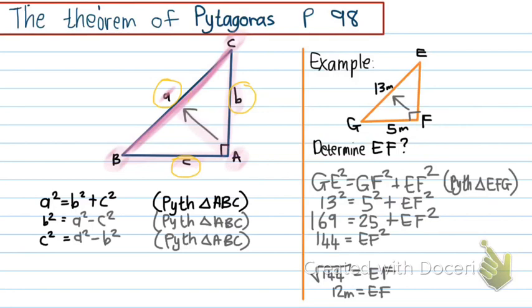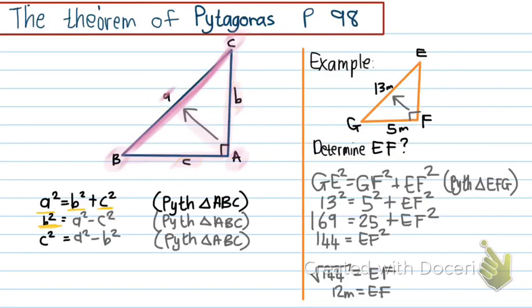Okay. And so this is it in other words: a squared is equal to b squared plus c squared. Or if I want b, then I can say a squared minus c squared, because that's the long one minus one of the short ones to get b. Or if I want c, I can say the long one, a squared minus b squared.